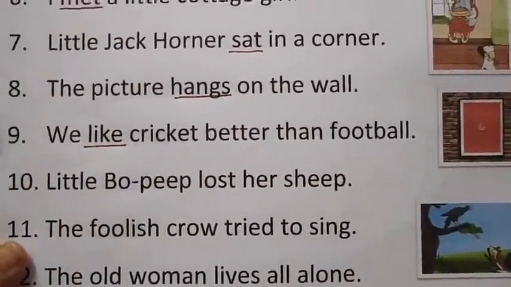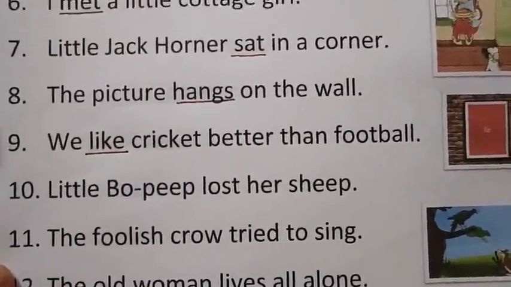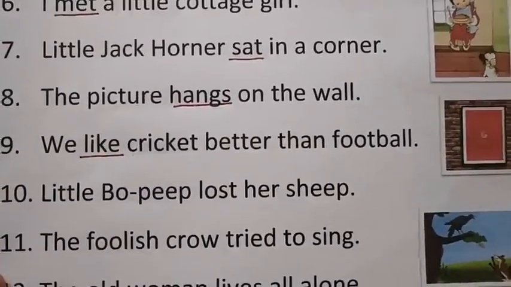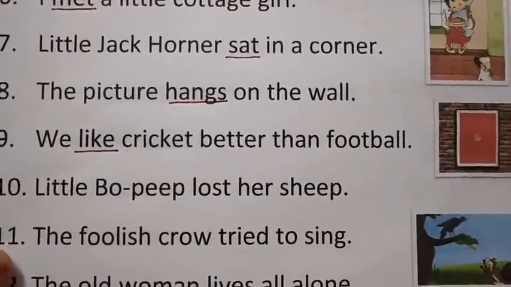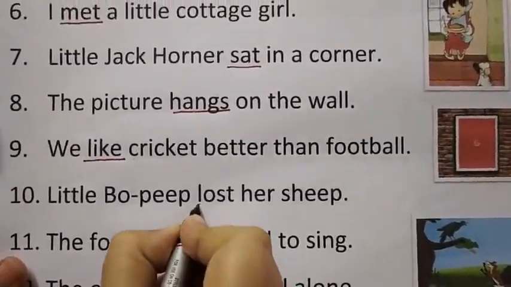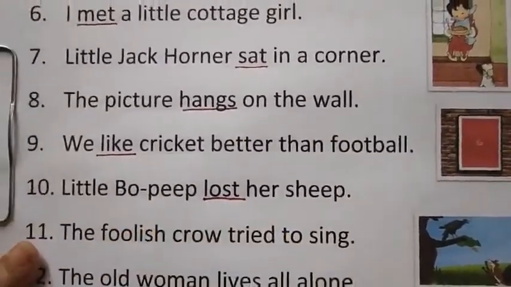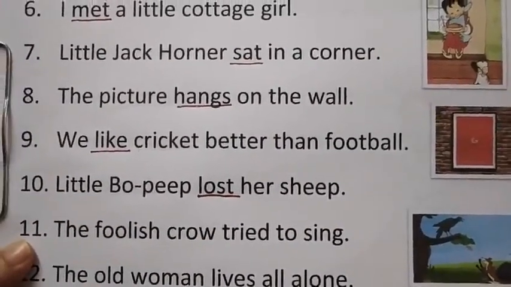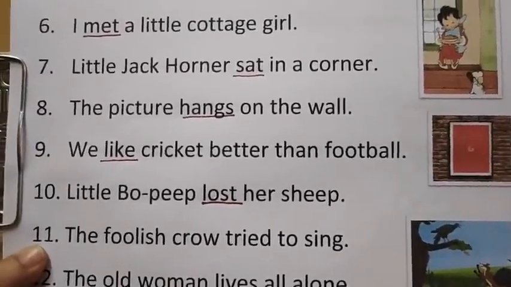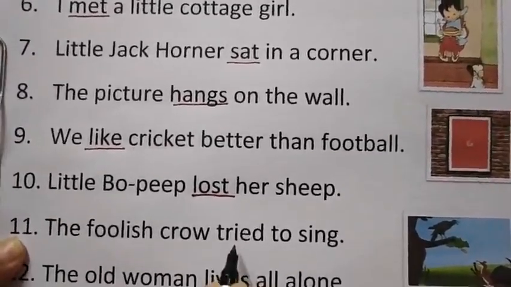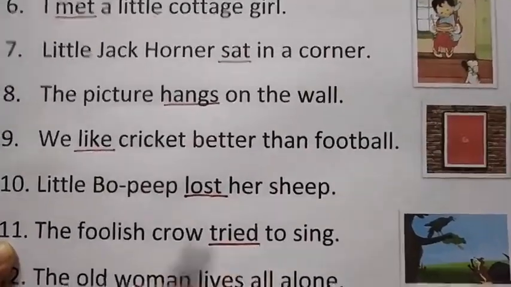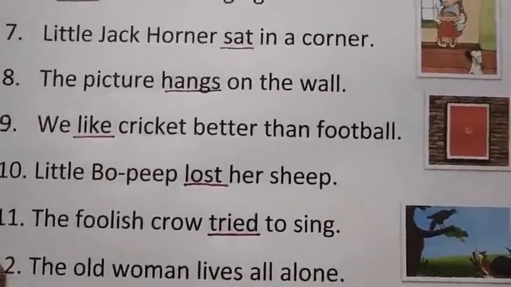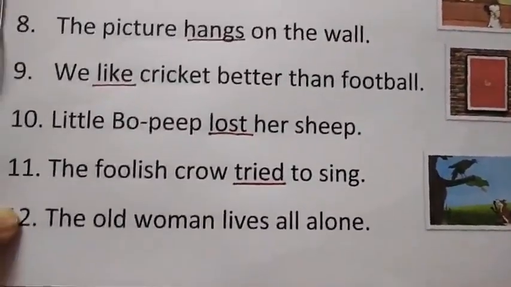Little Bo Peep lost her sheep. So what is the action Little Bo Peep is performing? She has lost her sheep. So here the verb is lost. Underline it. The foolish crow tried to sing. What is the foolish crow doing? He tried to sing. He has performed the action. Tried. Underline tried.